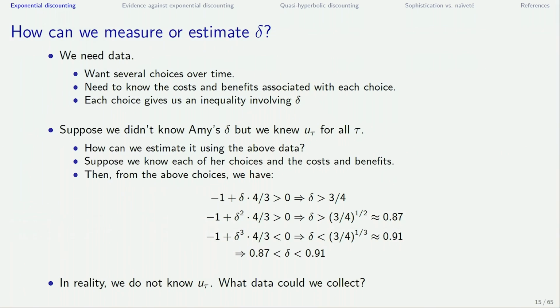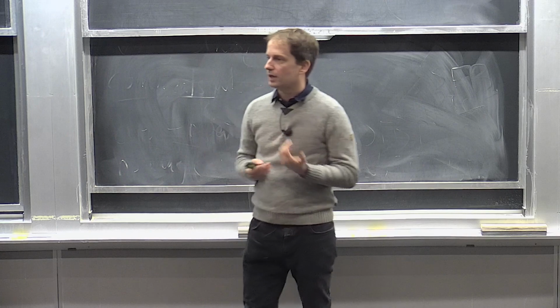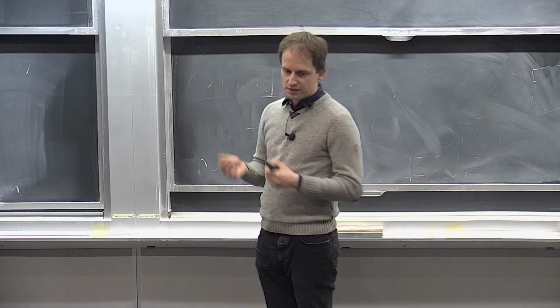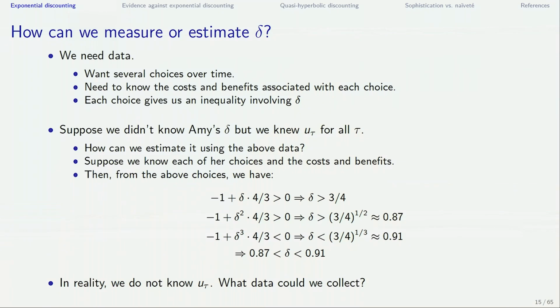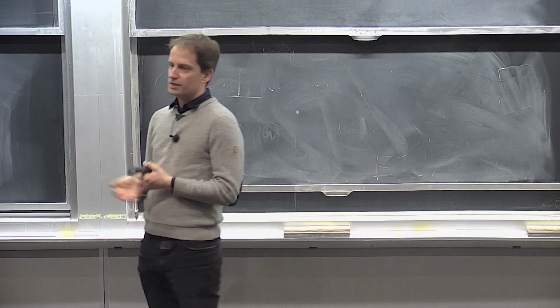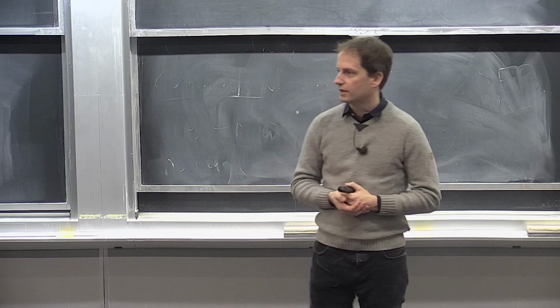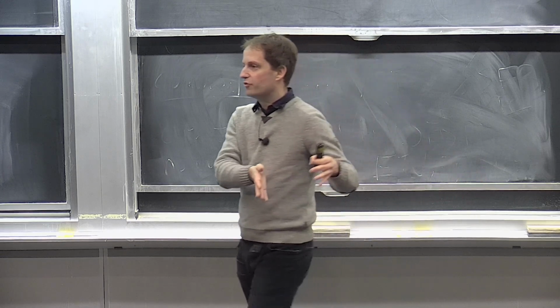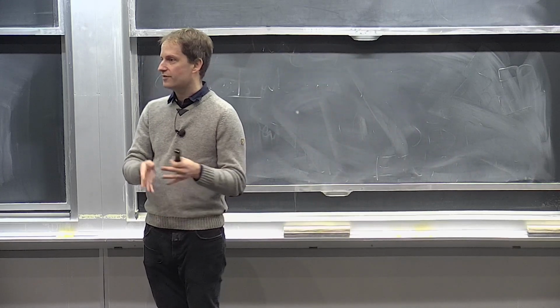It's very simple. If we see the behavior that we just saw, which was that she does it when the free night comes 1 day from now or 2 days from now, that gives us the first 2 inequalities that I wrote down, which is that delta must be larger than 3/4, and delta must be larger than 3/4 to the power of 1/2, which is about 0.87. And then we have a third choice where she doesn't do it if the free night comes 3 nights from now, which gives us another inequality, which tells us delta must be lower than 0.91. So if you saw those choices, and you knew the utility of a person, we could back out what delta is, and delta in this case would be between 0.87 and 0.91.